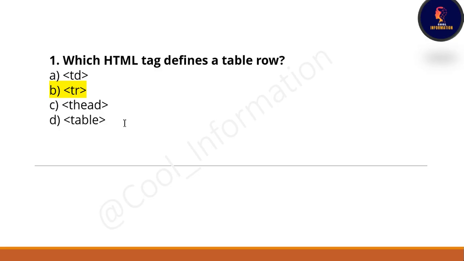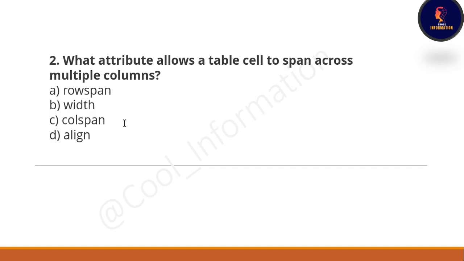Okay. Next question. Which attribute allows a table cell to span across multiple columns? Options are row span, width, col span or align. Correct option will be option number C. Col span is the correct option. But if the question was about spanning across multiple rows, then option A, row span, would be correct. But here the question is about multiple columns, so the correct option is option number C, col span.